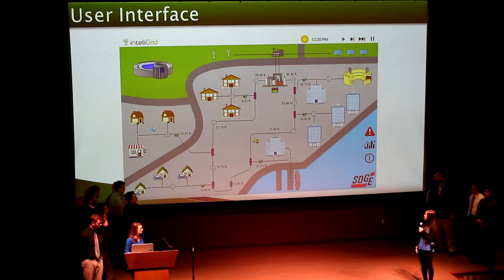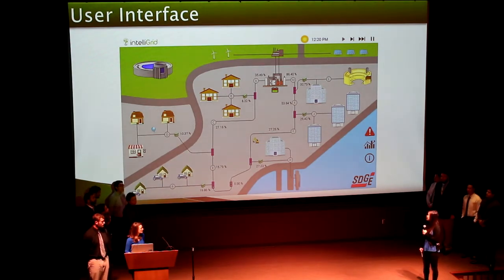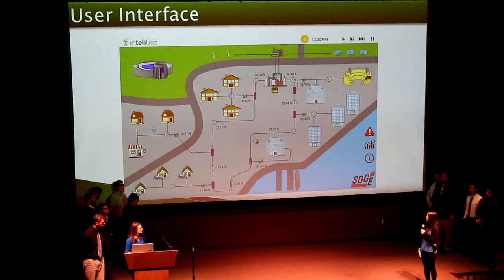The user can also simulate faults, so if they click the hazard icon on the right side, it'll allow the user to choose to place a fault at either one of the letters that are displayed at each load, and they can see the resulting effect on the power grid.